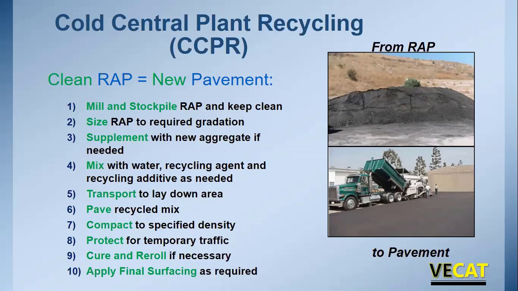Then we're going to transport it to the laydown area. We're going to pave the recycled mix. We'll go over that, but it's placed just like hot mix with just a few minor differences. We're going to compact it to a specified density. Then we need to protect that surface until we're going to pave over it, so we want to protect it from temporary traffic. We want to let it cure. We might re-roll it before we put the overlay on it. Sometimes you can gain a few more pounds of density. And then lastly, we'll apply a final surface course. As these go down with relatively high air voids, it does require a surface course to protect it from moisture.